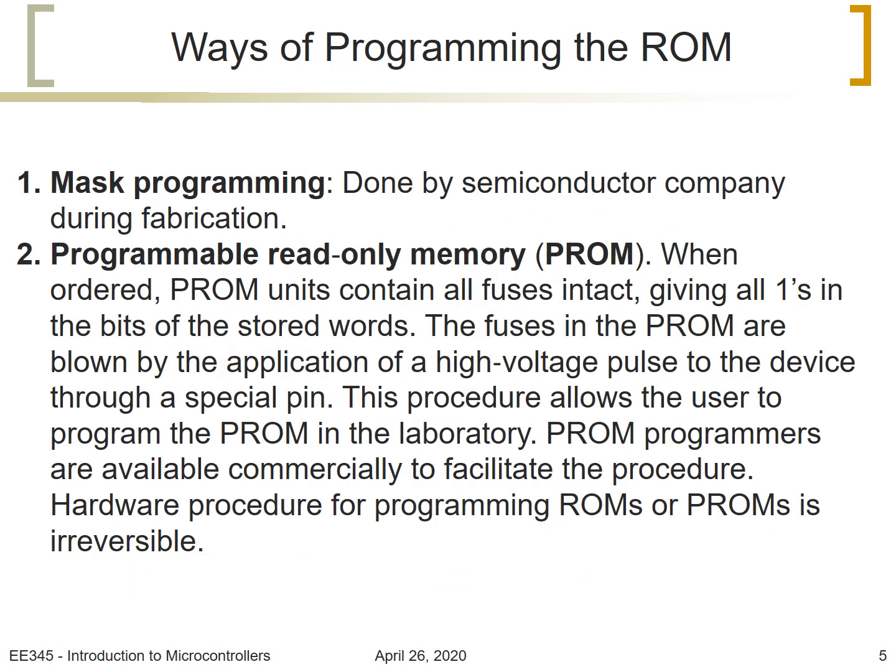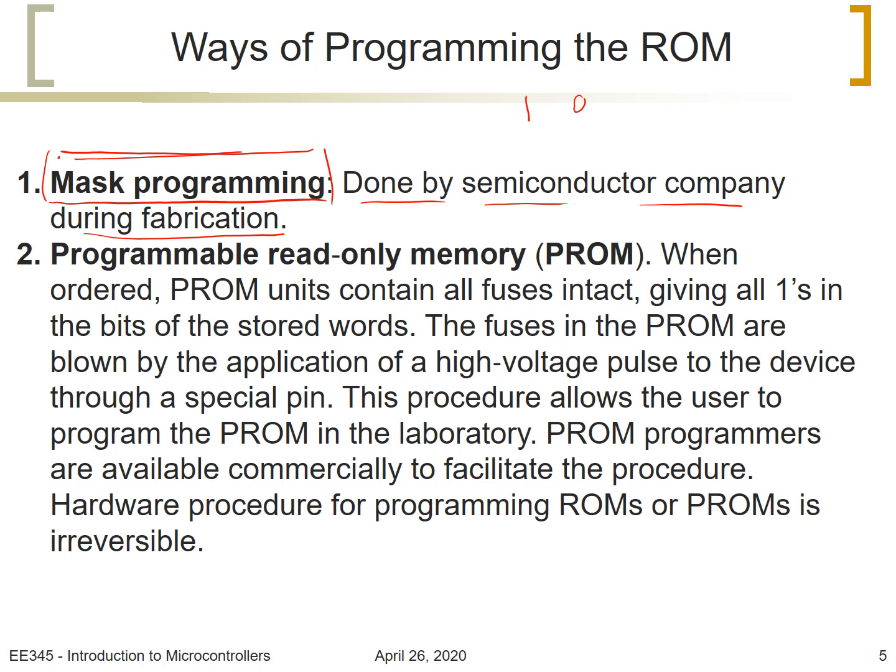Now, if we look at the ways to program the ROM, there are different ways. The first we call mask programming. Mask programming is done by the semiconductor company during the fabrication. So the company is given for each word what is to be stored as 1 and what is to be stored as 0, and it will do this at manufacturing, and with mask programming, the ROM will never be changed. Any bit that needs to be changed, the whole ROM will need to be thrown away.